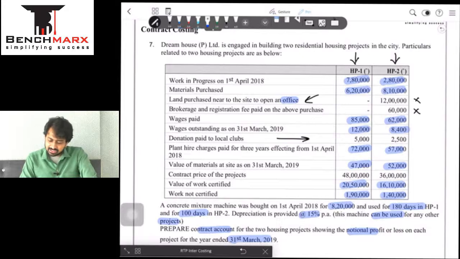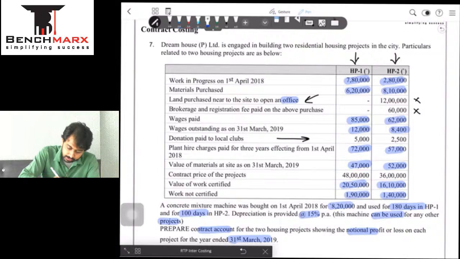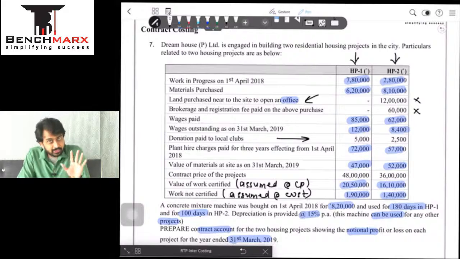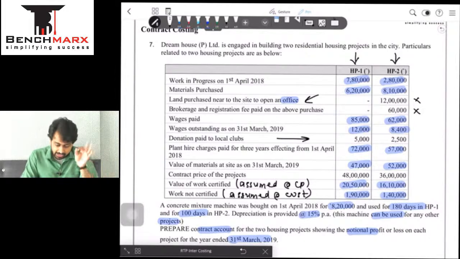Frankly, how much is the expense? 5,000 and 2,500. I can see expenses in 20 and 30 and 40 lakhs. So for 2,500 we cannot exclude them from the contract. So it is better we take them in the contract account. But a note has to be written: assume that donation for club is directly related to the site of the contract. And work certified is assumed at contract price, and work uncertified is assumed obviously at cost. We can write this for safety, just to show off our knowledge that we know that a percentage of contract price is work certified and uncertified is at cost.